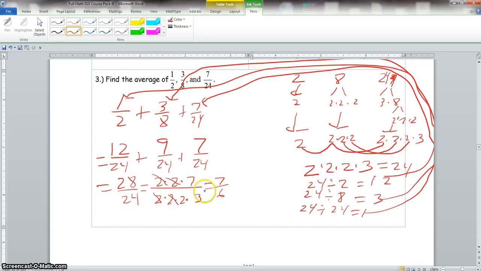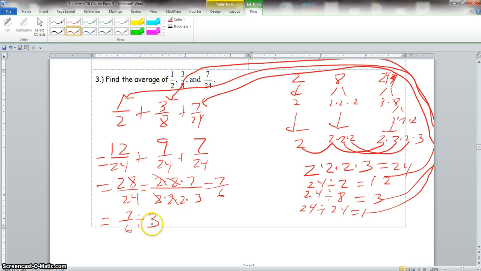Now, we're not done yet because we want to find the average. So what we would do here, we would take 7 over 6. And how many numbers did we have originally? We had 1, 2, and 3. So we would take this 7 over 6 and divide it by 3. Because remember, you add all the values up and you divide by how many numbers you had in the beginning.